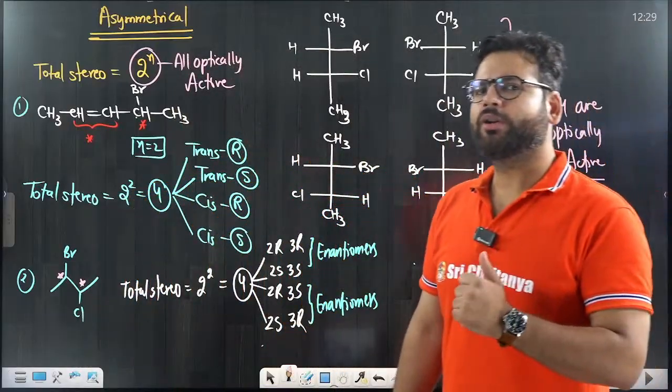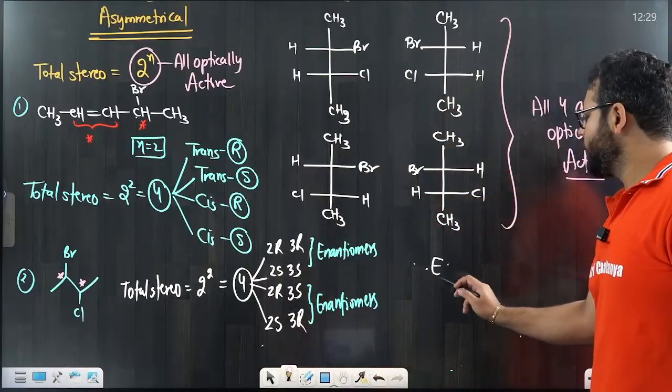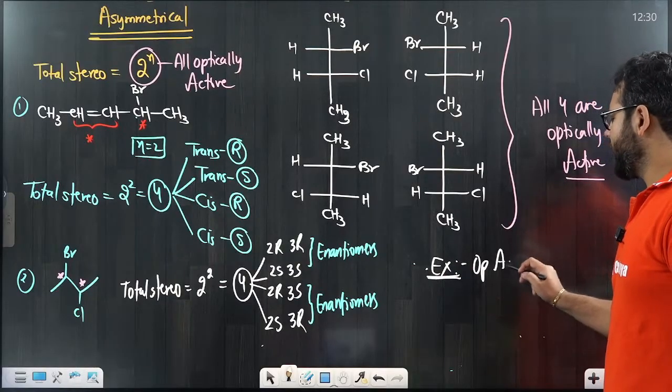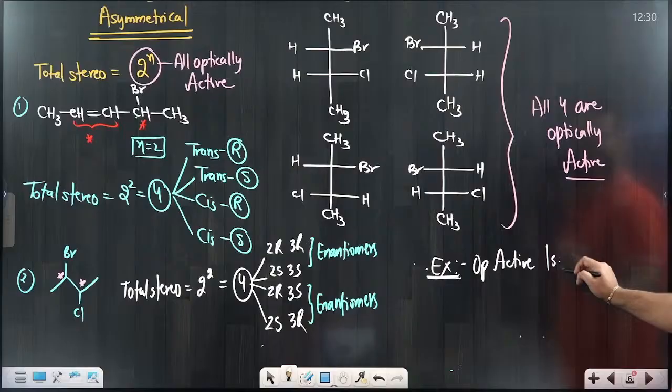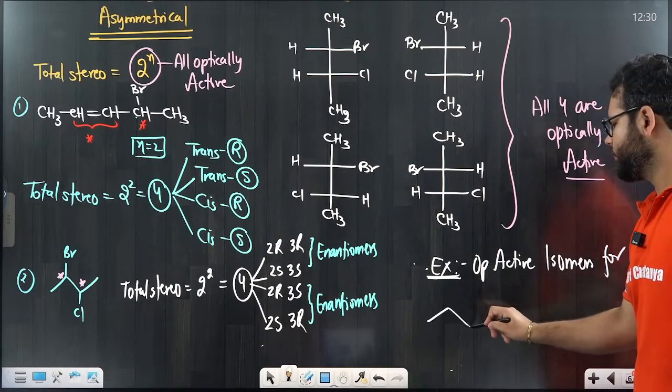Now, what if the molecule becomes symmetrical? Or you can do one more example. Can you tell me, Niharika, how many optically active isomers there are for this compound?